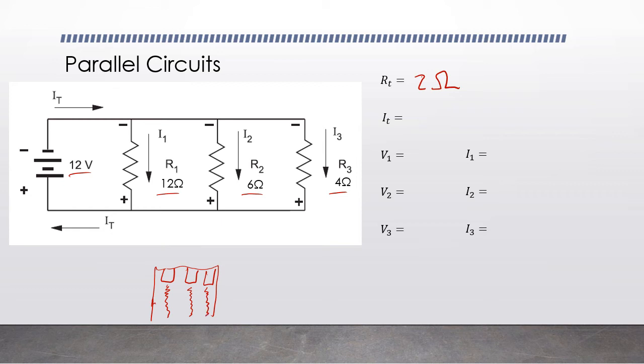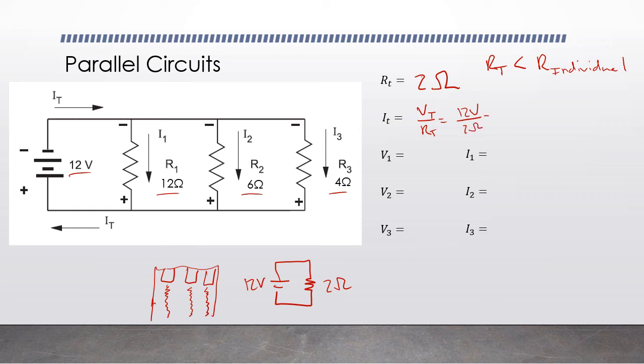So in parallel, RT is always less than the smallest individual R, meaning the total resistance should always be less than your smallest individual resistor. Okay. So if we were to replace all 3 of those resistors with our equivalent resistance, we would have a 12 volt battery across a single 2 ohm resistor, which means that, again, IT is VT over RT. So we would have our 12 volt battery, but only 2 ohms of total resistance.